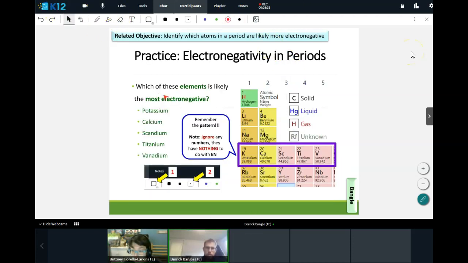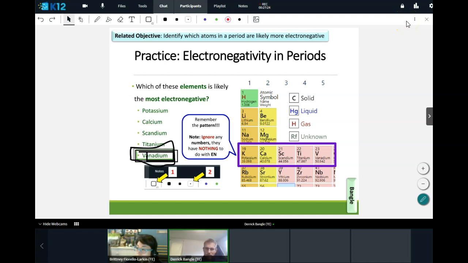Here is asking us which of these elements is likely the most electronegative. So we conveniently have them here all in a row for us, going from potassium all the way to vanadium. All right, please put a box around the one that is the most electronegative.